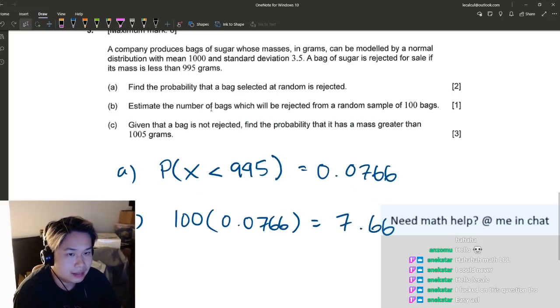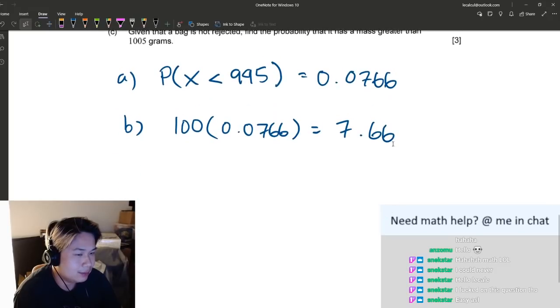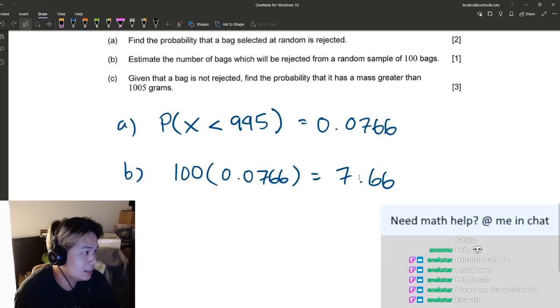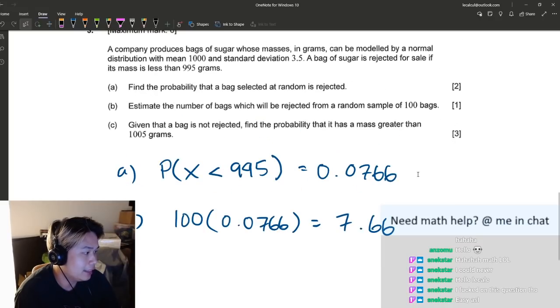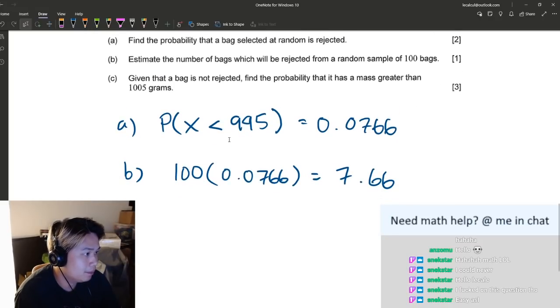Now, estimate the number of bags. Do they want you to round this? I honestly have no idea. I would probably just leave it like this. It's only 1 mark, so I think you don't need to worry about it.